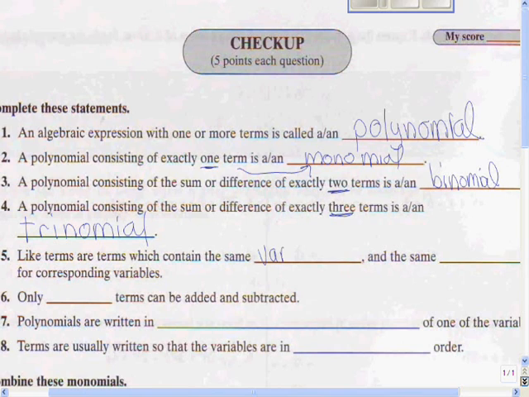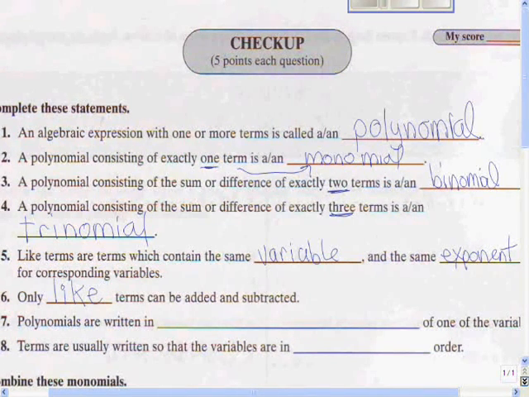Like terms are terms which contain the same variable. Remember, I kept on saying it over and over again in the other pages. The same variable and the same exponent. Only like terms can be added or subtracted. Like terms, only like terms. Terms that have the same variable and the same exponent.